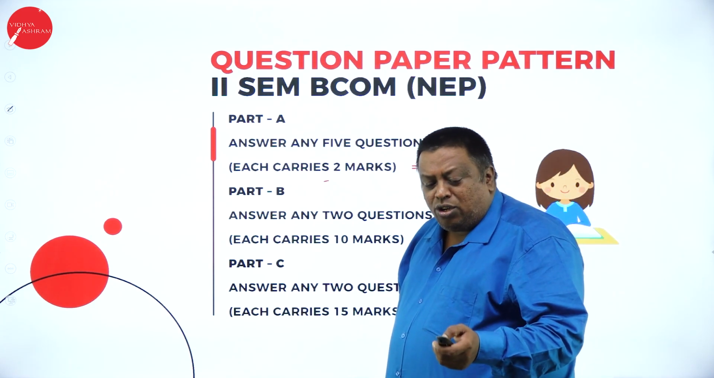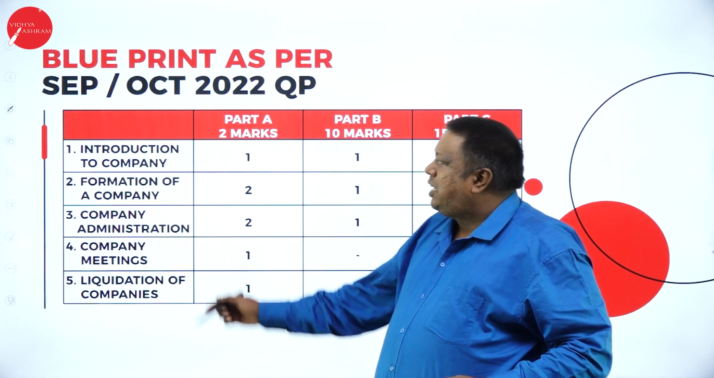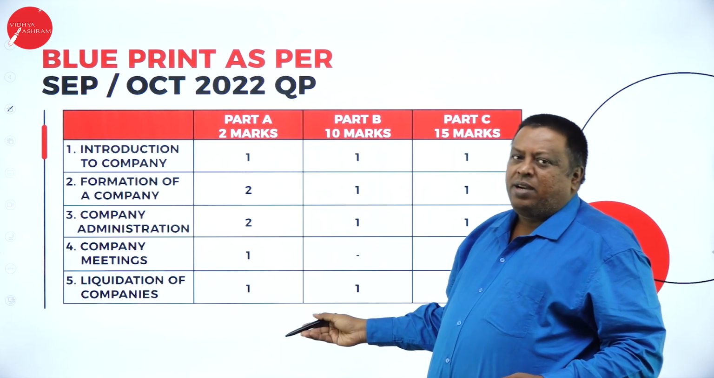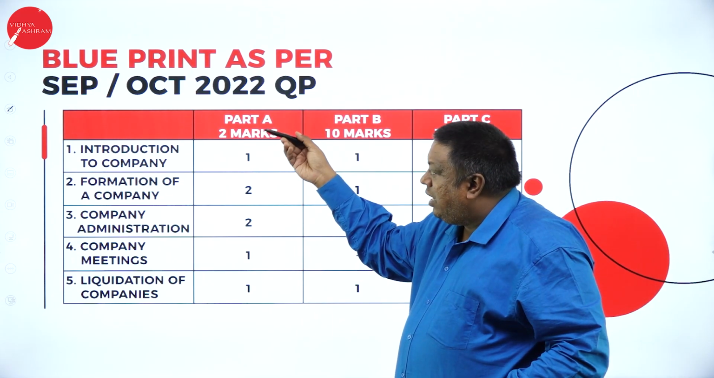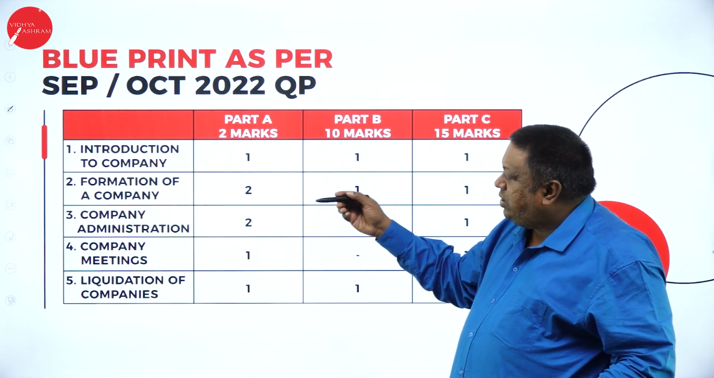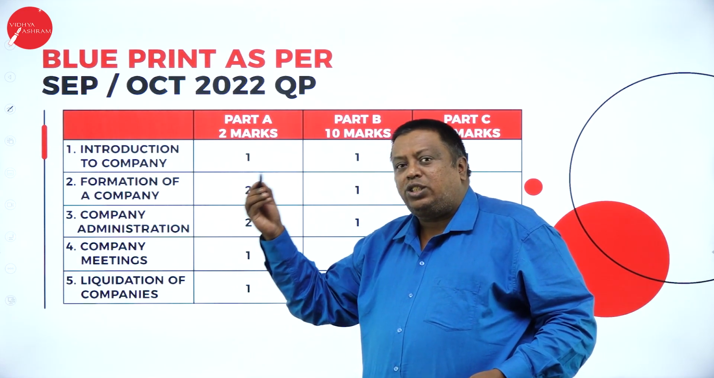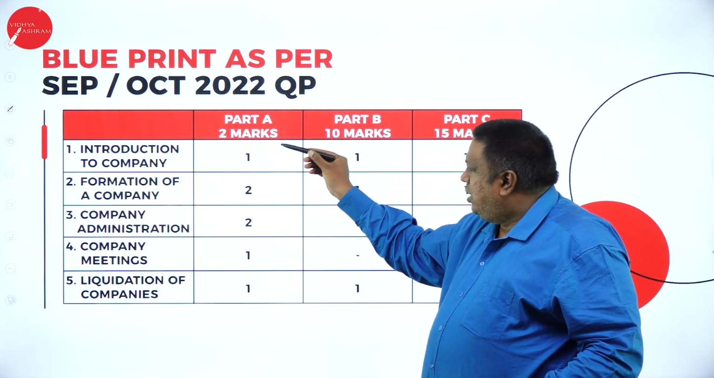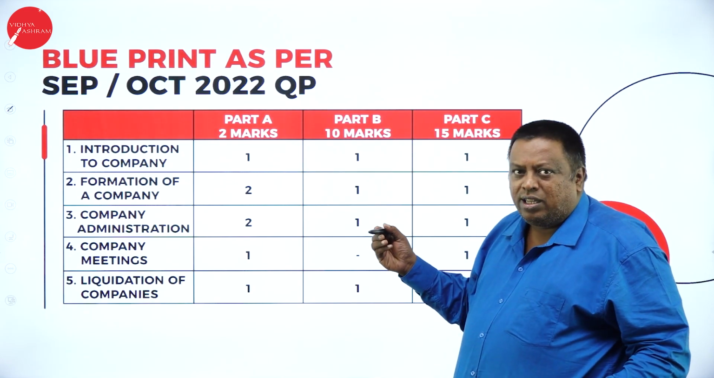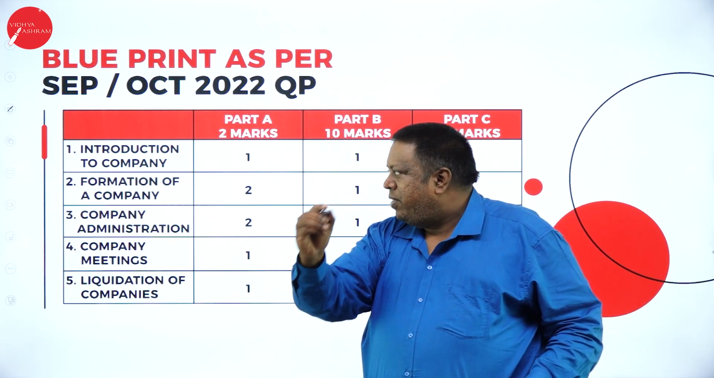Based on the previous question paper, the recent examination of September-October 2022, the blueprint has been framed here. Based on the units we have in the subject Company Law, the first unit is Introduction to Company. From this unit, the student will get one 2-mark question, one 10-mark question, and one 15-mark question. This is the blueprint based on the previous question paper.